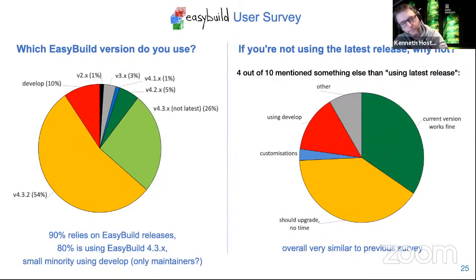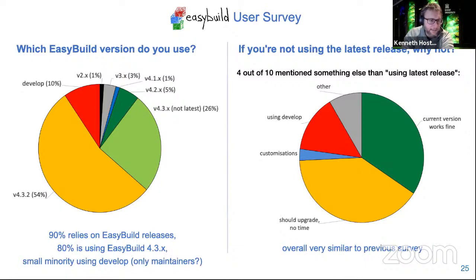Then, which EasyBuild version do people use? The good news here is that 90% of the people rely on proper EasyBuild releases, and this is, I think, slowly increasing over time as well. That means all the effort we spend in pushing out releases regularly, about every 6 weeks, is definitely worth the effort. And people seem to be happy with the releases that we push out, since they are certainly more stable than the develop branch, which can always have bugs that we haven't discovered yet.